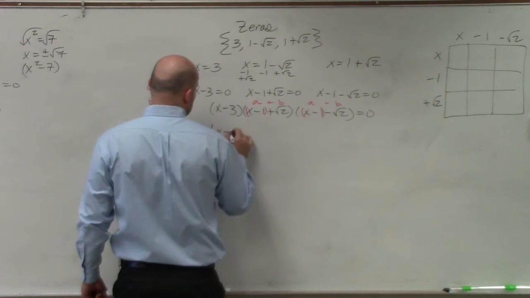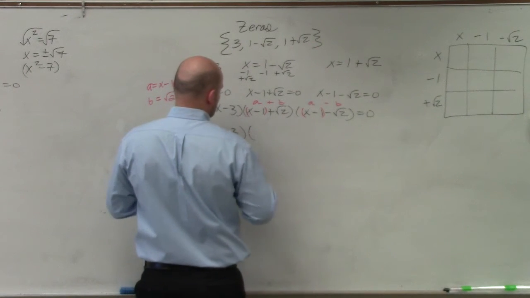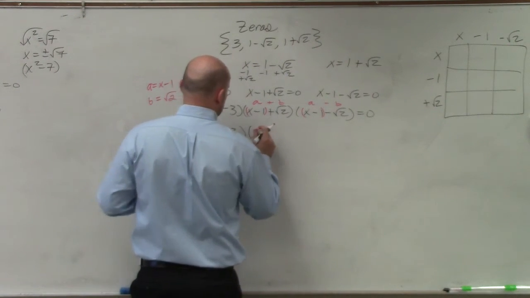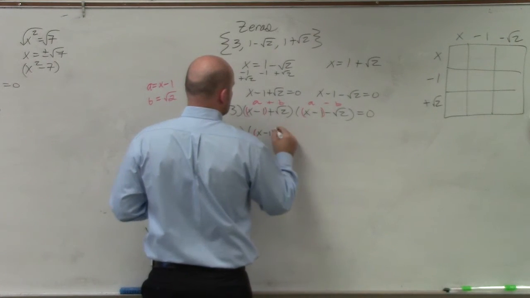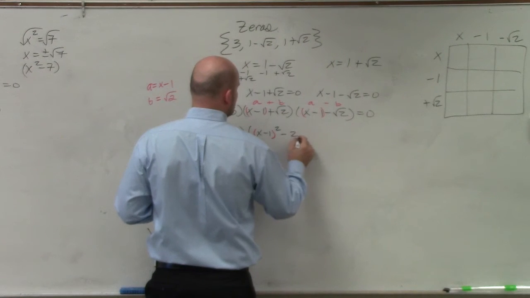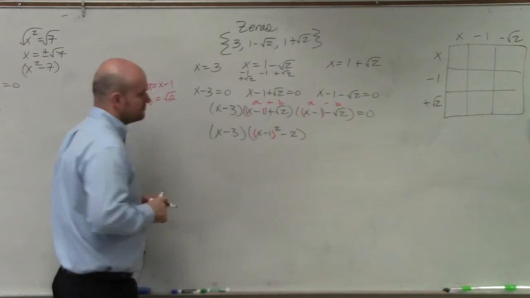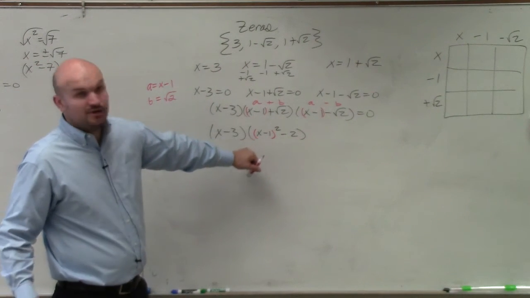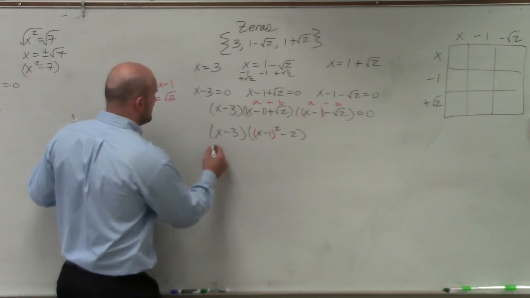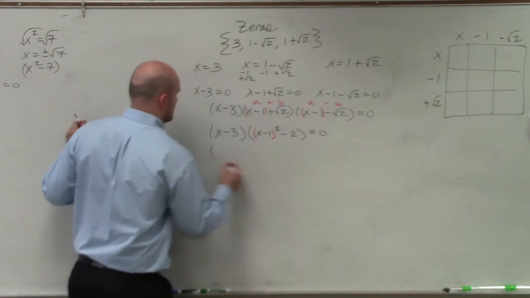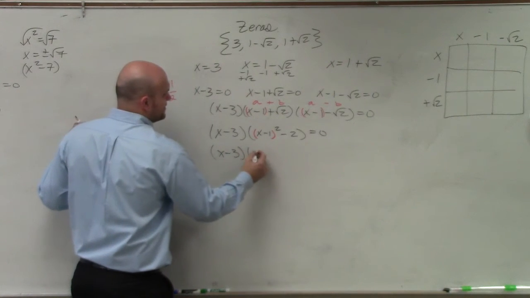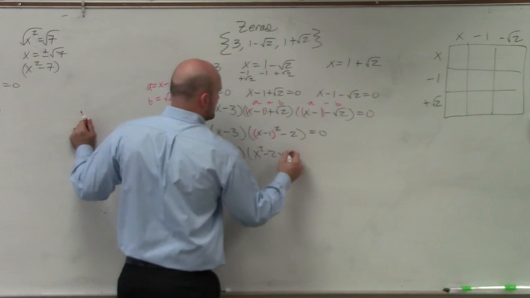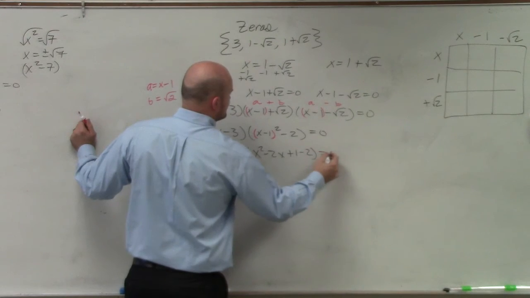So therefore, I'm left with (x minus 3) times ((x minus 1) squared minus 2). Then I have a binomial squared, which is easy to multiply out, because x minus 1 times x minus 1 is x squared minus 2x plus 1, minus 2, equals 0.